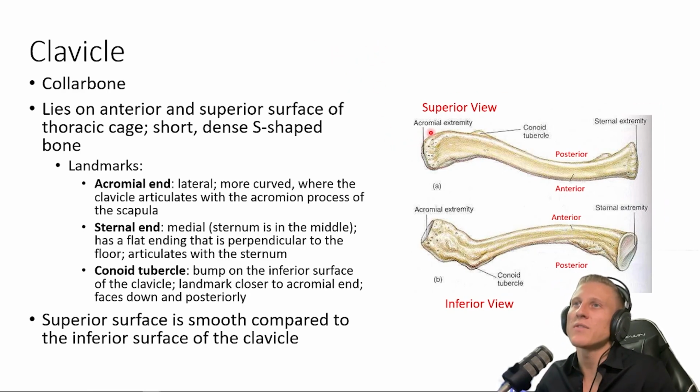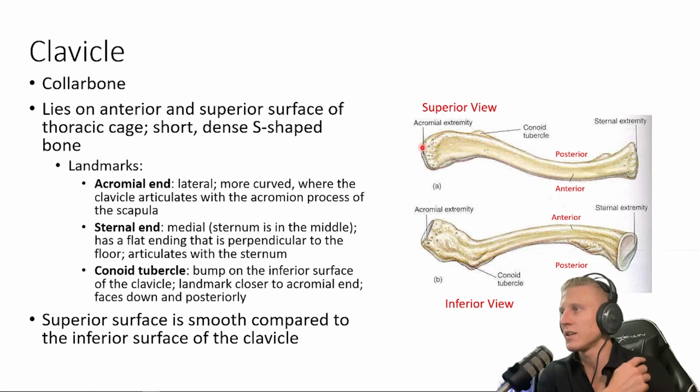Starting things off, we have the acromial end. Okay, so this is going to be the lateral edge. This is the outside edge of the clavicle. It would be this edge of it if you were to feel it on your own body. It is called the acromial end because, as we'll see in a moment with the scapula, there is a process on the scapula called the acromion. So the part of the clavicle that attaches to the acromion is called the acromial extremity.